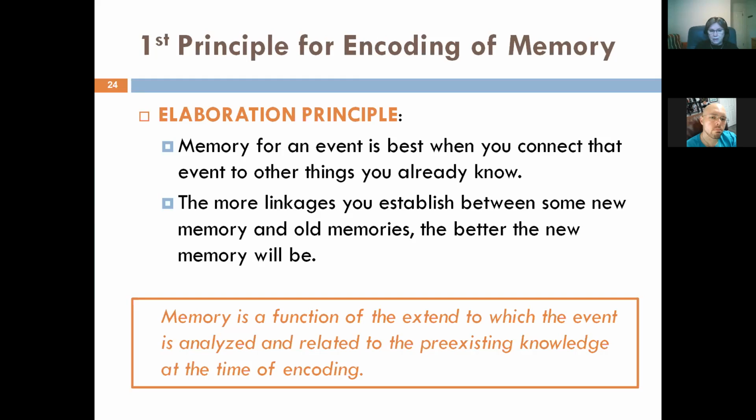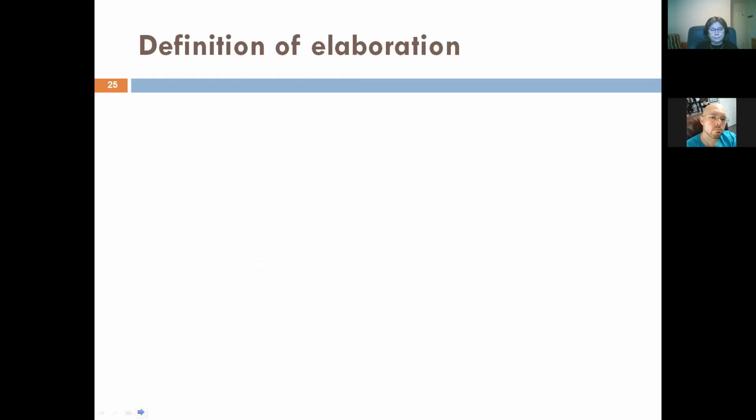Or, as we will see later, you're going to hook the new information to visual stuff. It's not like you know these images, but you can easily create images, and we have a much, much better memory for images than for words. So memory is a function of how well the new information can be linked to the information you already know, new to old, so to speak.